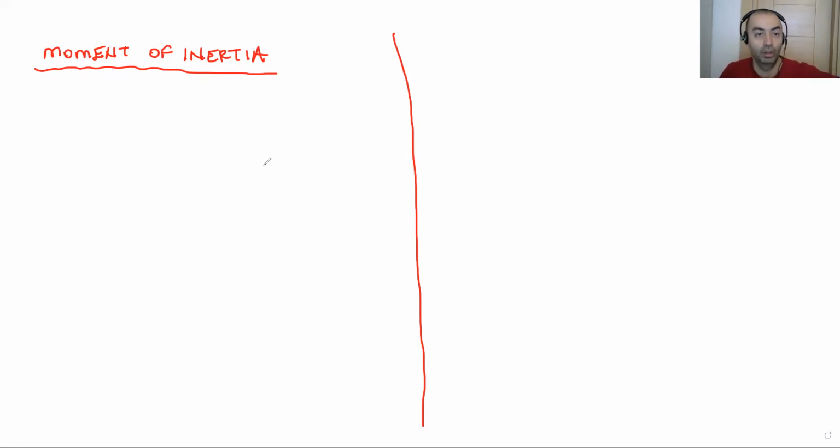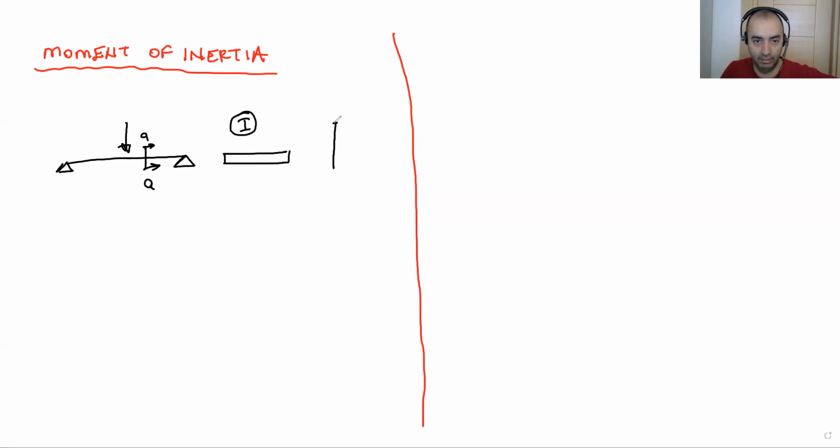Here, the question was like this. I have a vertical load on the beam. The section was here. The first section, A section, was like this. And this is the first one. The second one was like this. These are the AA sections. This is the second option.